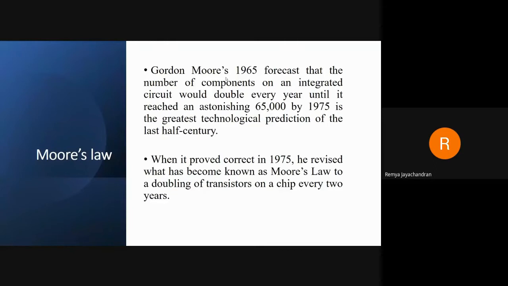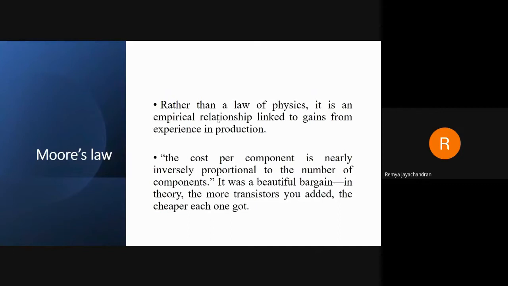That is, the scaling of the transistor results in an increase in the transistor density, that is the number of transistors per unit area. So from that, Moore made an observation that became Moore's law, that is, doubling of the transistors on a chip every 2 years. It is just an empirical relationship. Along with that, the cost per component is nearly inversely proportional to the number of components. So as you add more transistors per unit area, the cost of the component can be reduced. That means you will get cheaper devices.